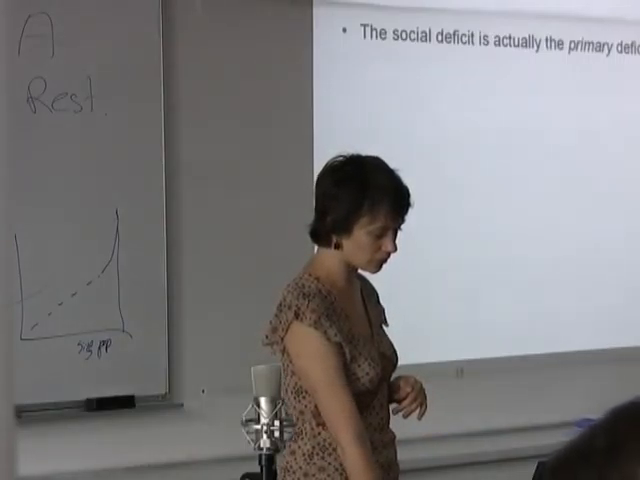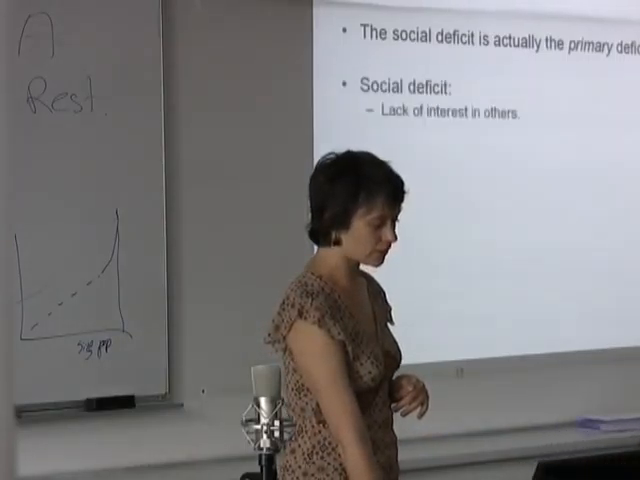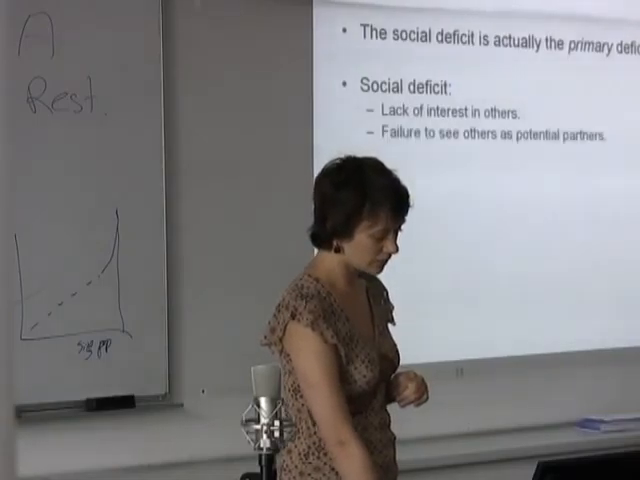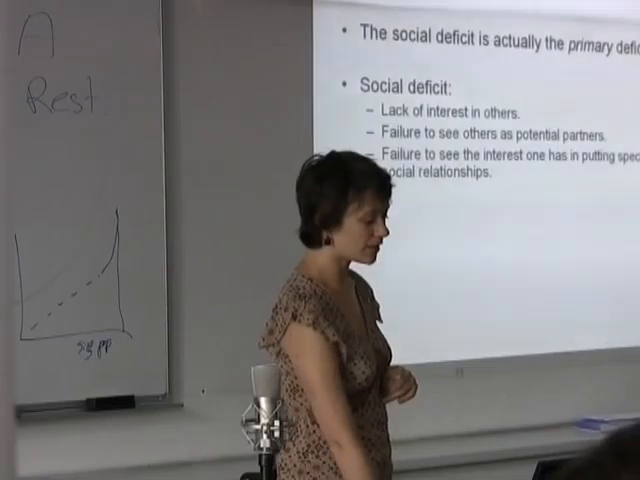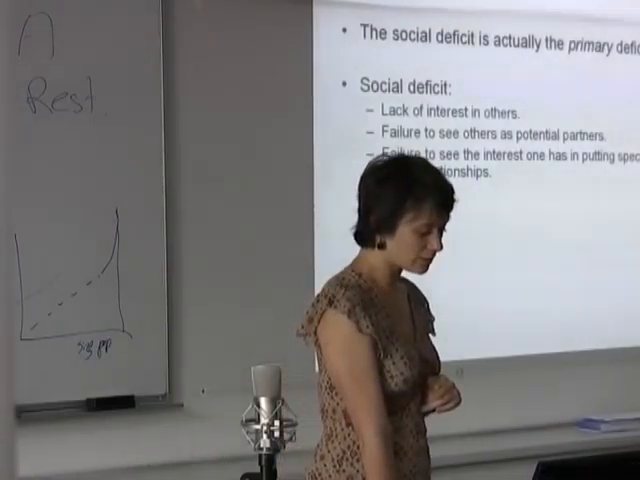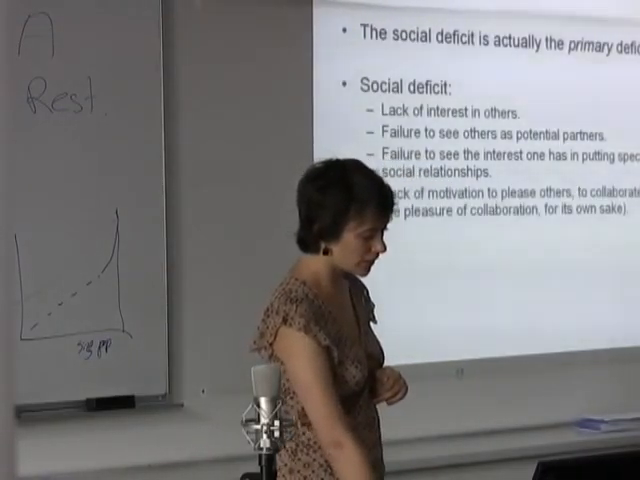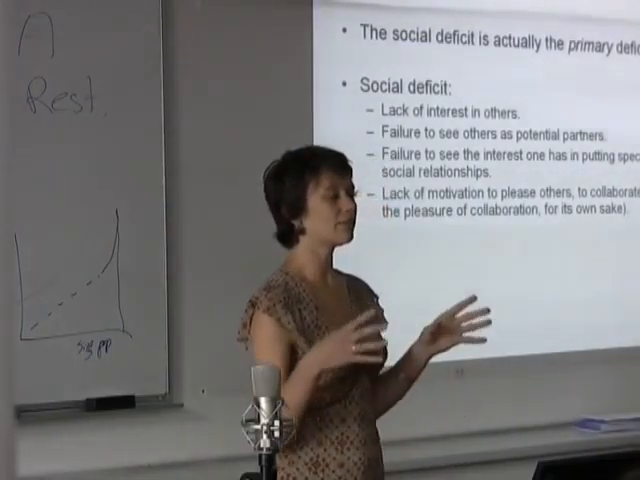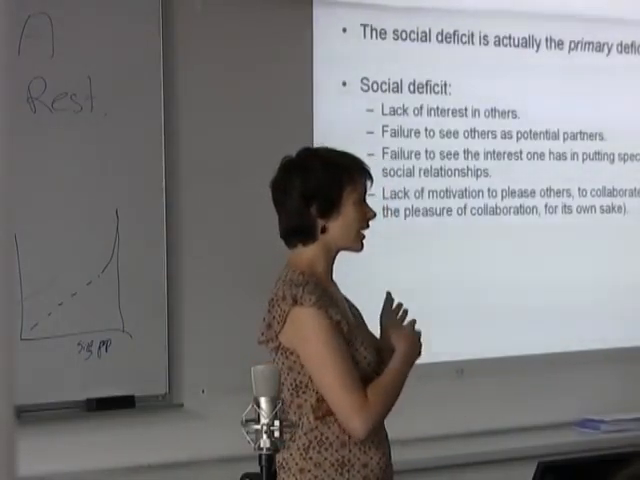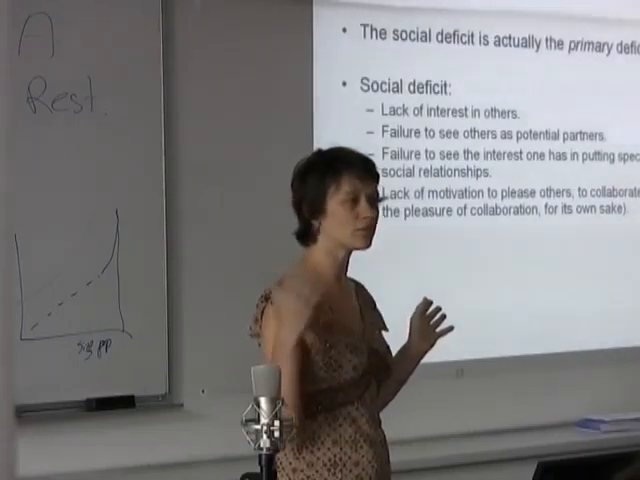What do I mean by social deficit? I mean that autistic people lack interest in others. They fail to see others as potential partners. They fail to see the interest we have in putting special effort in social relationships. They lack motivation to please others, to collaborate with them. It's as if they didn't see that collaborating has an interest just for the sake of it.